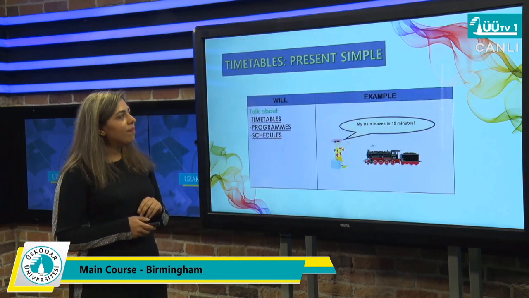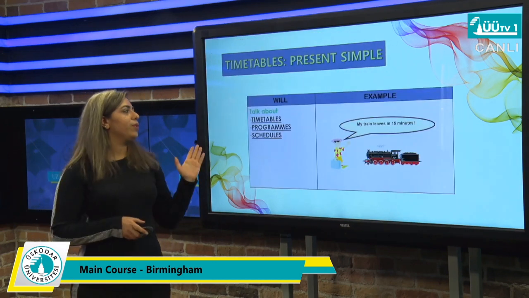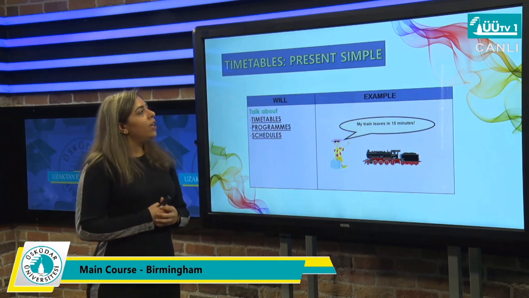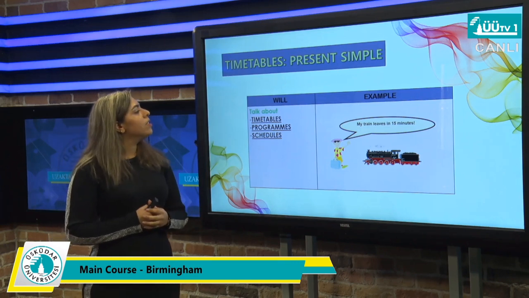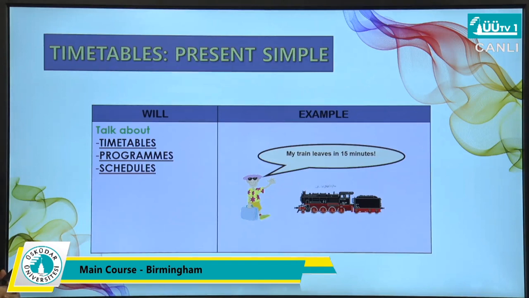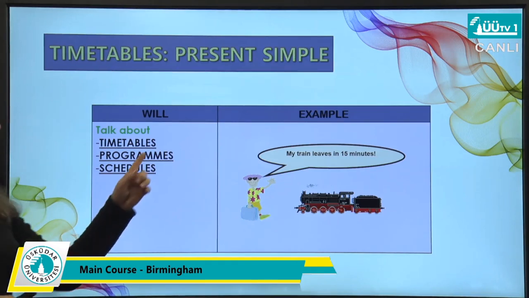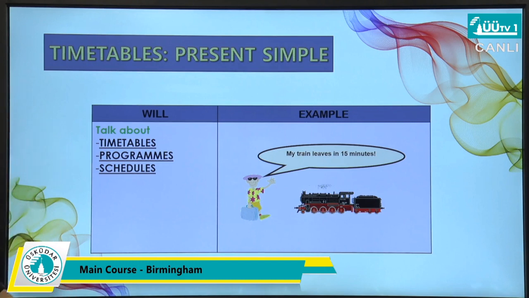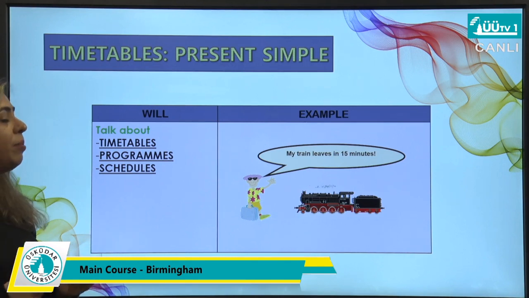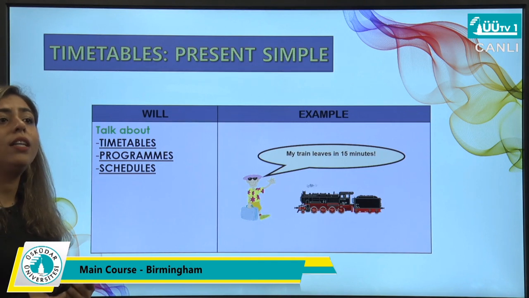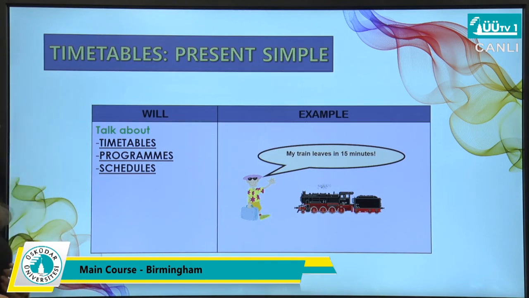Okay. For example, timetables. Present simple. Talk about timetables, programs, and schedules. Like this example. My train leaves in 15 minutes. This is a scheduled thing, and it has a program and it has a timetable in 15 minutes, and it's happening in the near future. So my train leaves in 15 minutes.